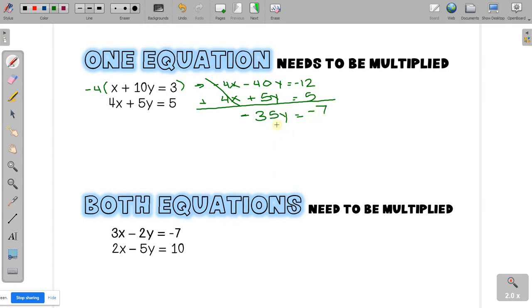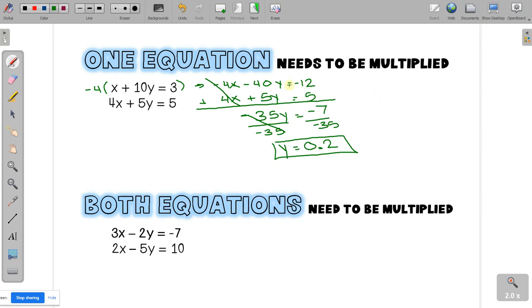Now we need to solve for y. So we're going to divide both sides by negative 35. A negative divided by a negative is a positive. 7 divided by 35, we cannot simplify to get a whole number, so we're just going to divide it and get a decimal. When we divide that, we get 0.2. That is our y. After we find our y, we need to find our x.